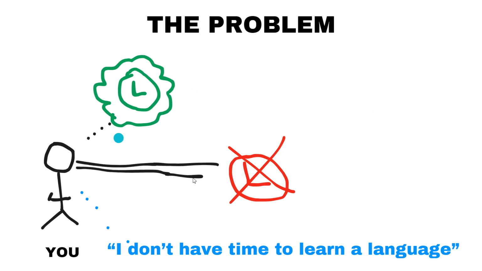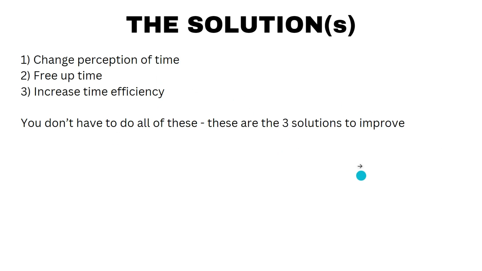So now that we know this is effectively what the problem is, let's actually unpack it and talk about the potential solutions. So there are basically three solutions when it comes to being more time efficient and finding time to learn a language. So one, you can change your perception of the amount of time you have. Two, you can free up time. And three, you can increase your time efficiency. And you don't have to do all three of these. Obviously, you would need to do at least one if you want to make some progress.